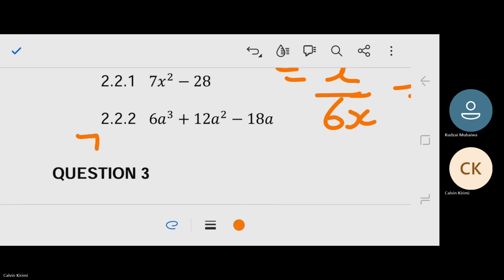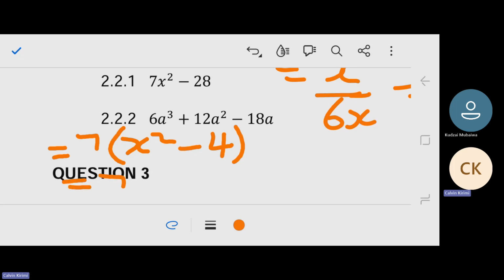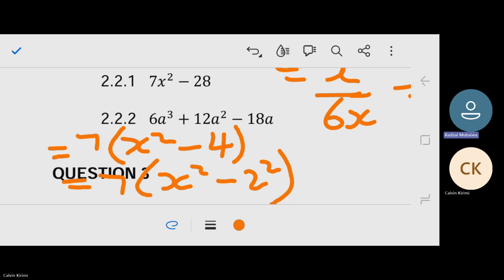So we are saying 7 bracket x squared. 7 goes into 7x squared how many times? x squared. 7 goes into 28 how many times? 4 times. Then from there you do the way we did. We told you difference of squares. If you have x squared minus 2 squared, you know how to factorize that bracket, isn't it?